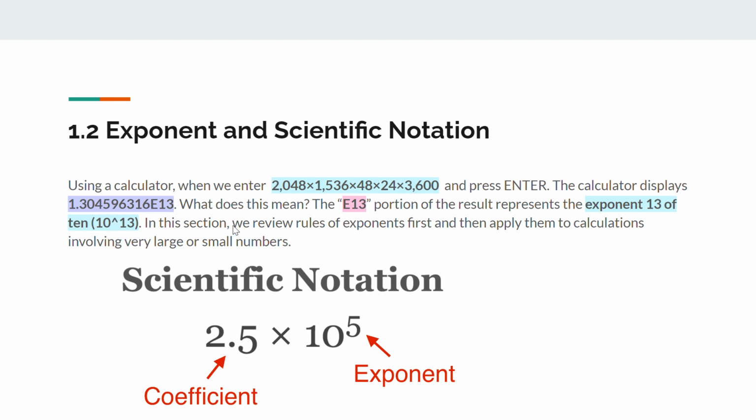So in this section, we review rules of exponents first and then apply them to calculations involving very large or very small numbers. So this is scientific notation. We have a coefficient in the front and then also 10 to the power of something, which the 13 in this case is the exponent.